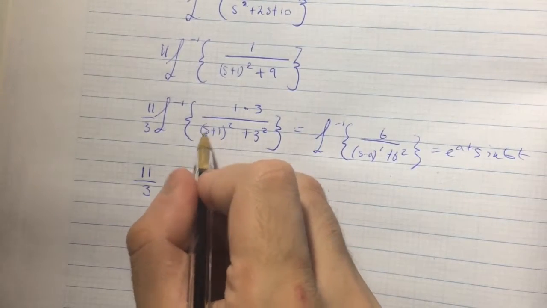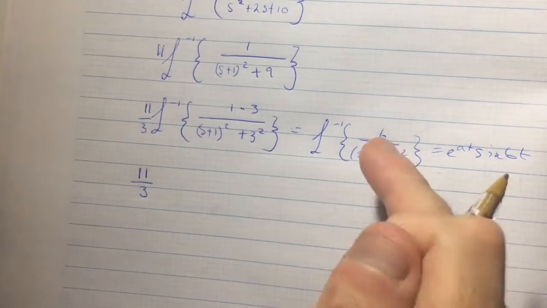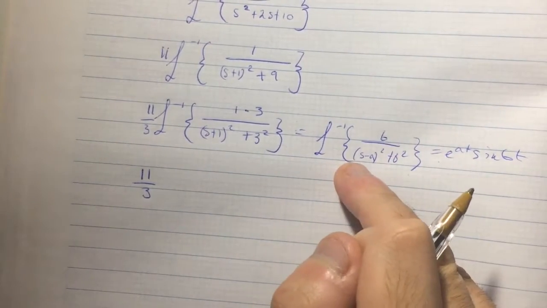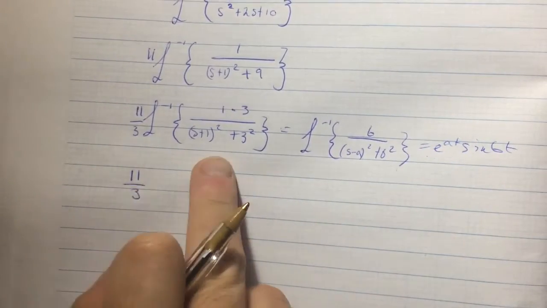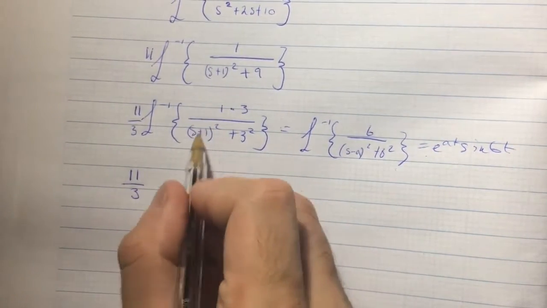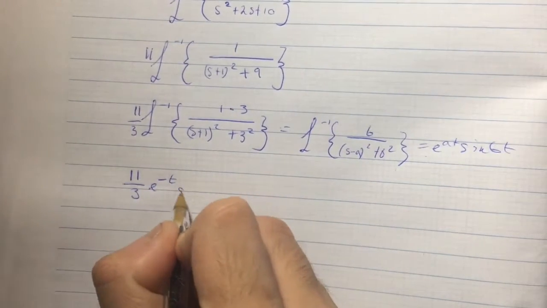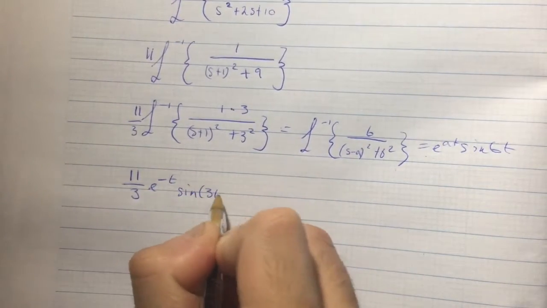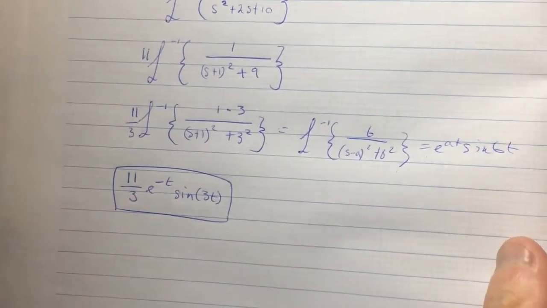Because it's s plus 1, again, because I have a plus sign in the middle, that means my exponential is negative, because the rule is when it's s minus a, you have a positive exponential. So that's how I know it's going to be a negative exponential, and it's negative a, so it's e to the minus t sine of bt, which is 3. And that's the final answer for that inverse Laplace transform.